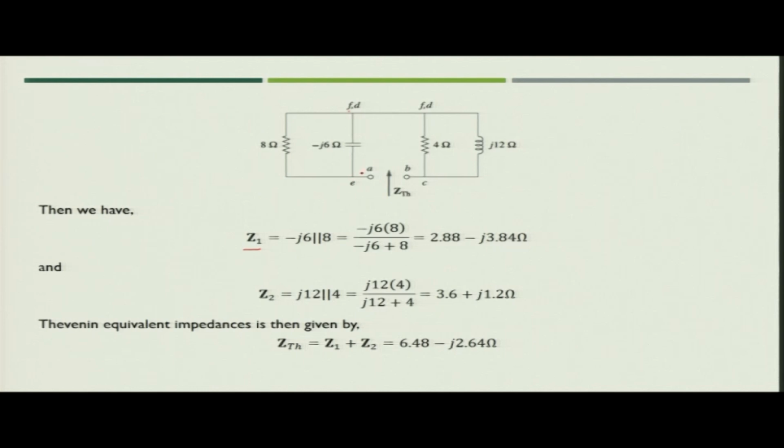Z1, that is the left leg of the circuit. Here 8 ohm and minus J6 ohm reactance are in parallel. So, when we solve it, we get the value of Z1 as 2.88 minus J3.84 ohm. Similarly, for right side, J12 is in parallel with 4 ohm resistance. So, if you solve it, you get the value of Z2, and then finally, the equivalent impedance, that is ZTH, is nothing but Z1 plus Z2. So, now you have got Thevenin's equivalent of the circuit.